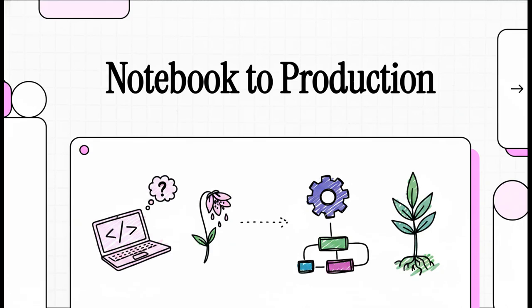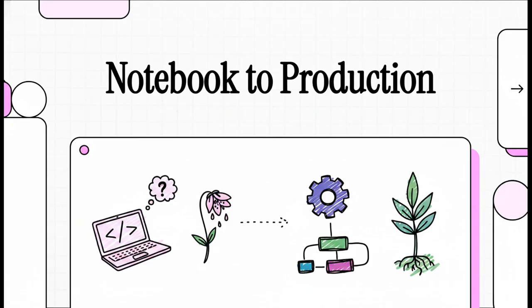Welcome to this explainer. Okay, picture this. You've just built this absolutely incredible machine learning model. It's working perfectly on your laptop. You're feeling great. But then you put it out into the real world and it just completely crashes and burns. Sound familiar? Yeah, we've all been there.